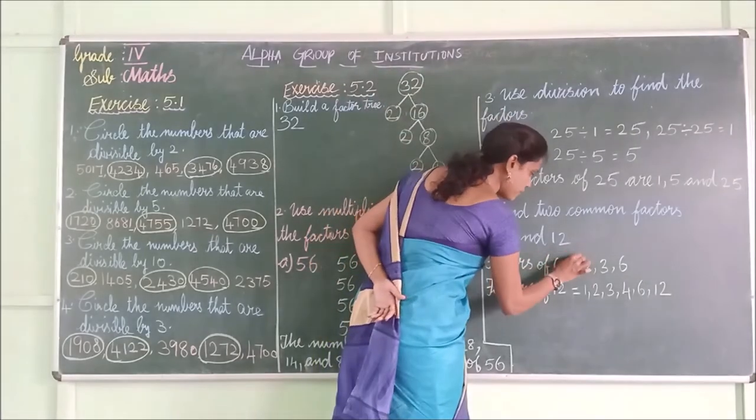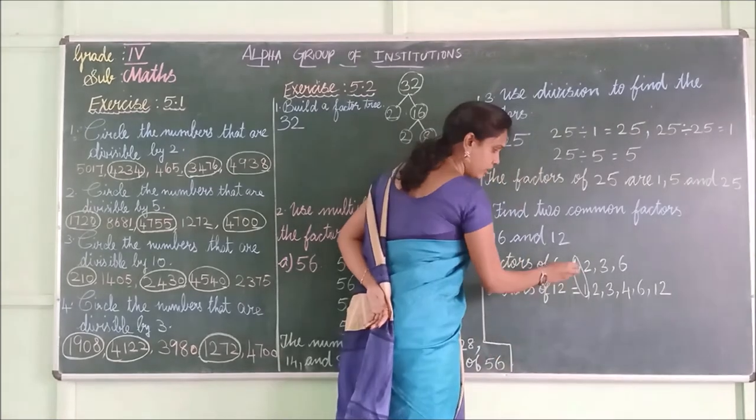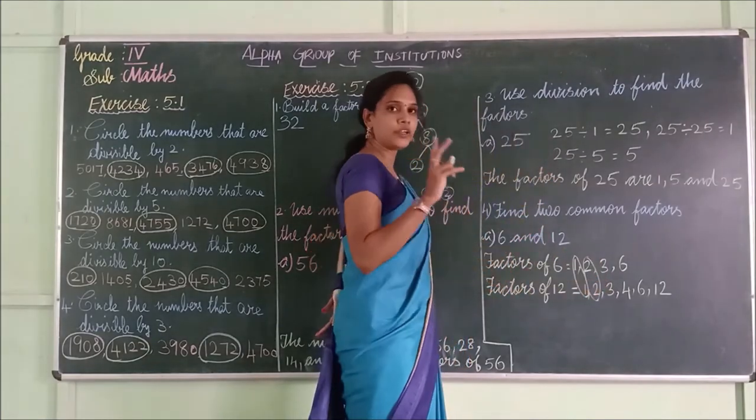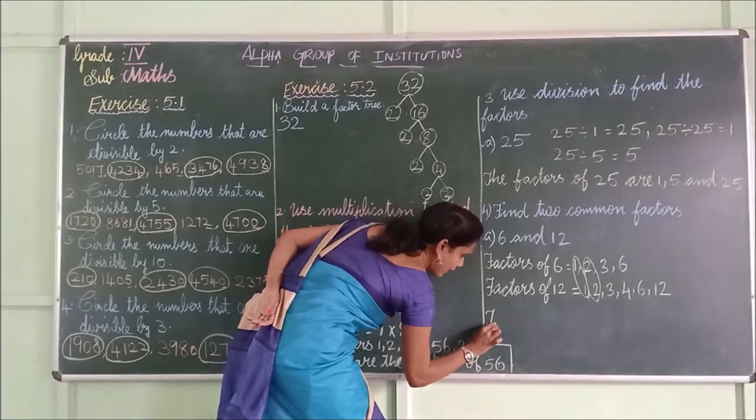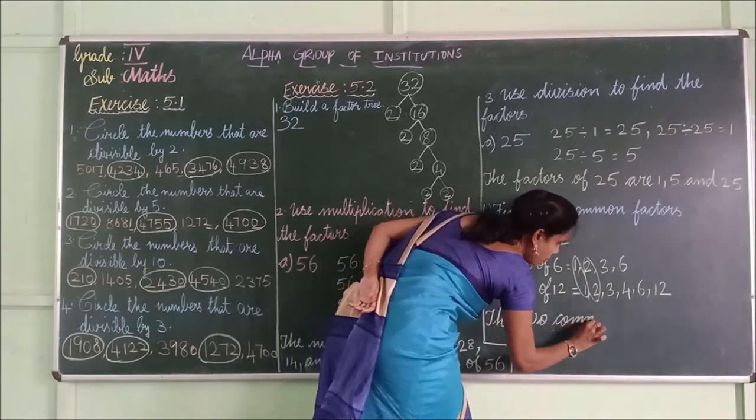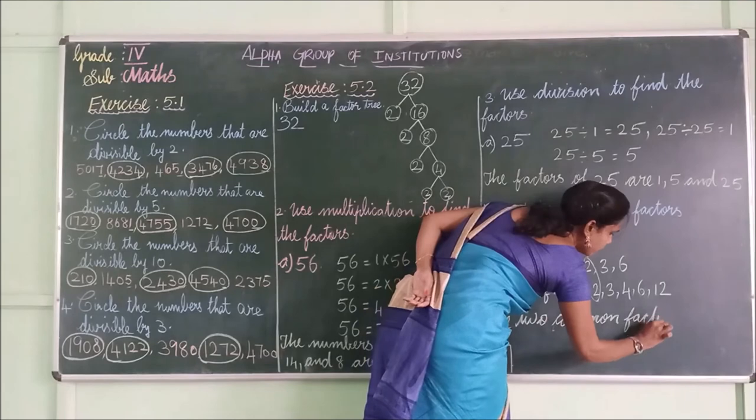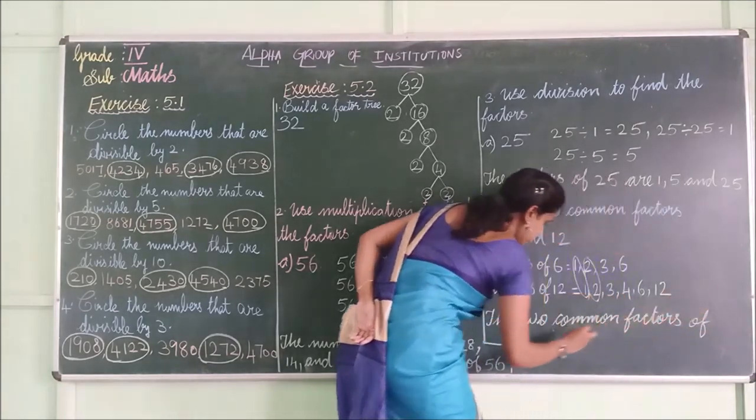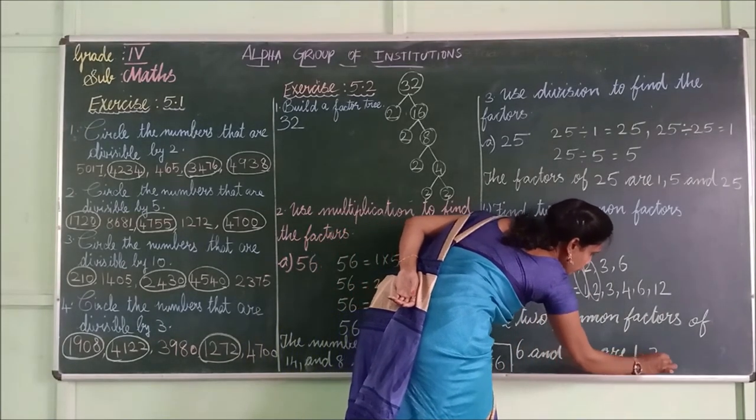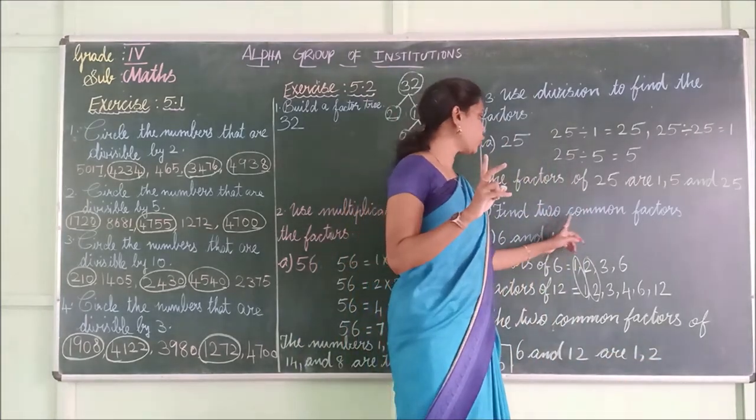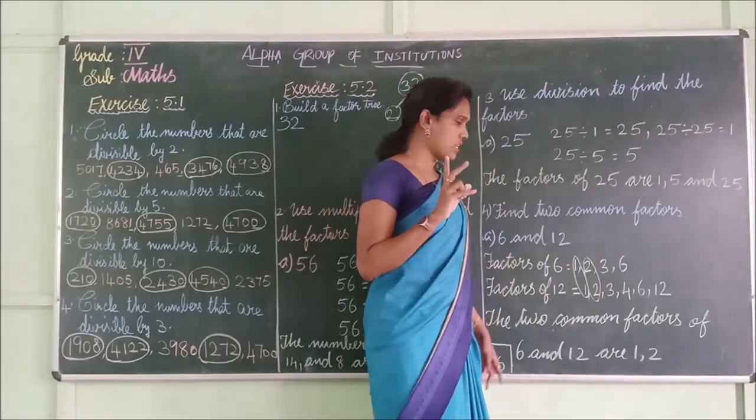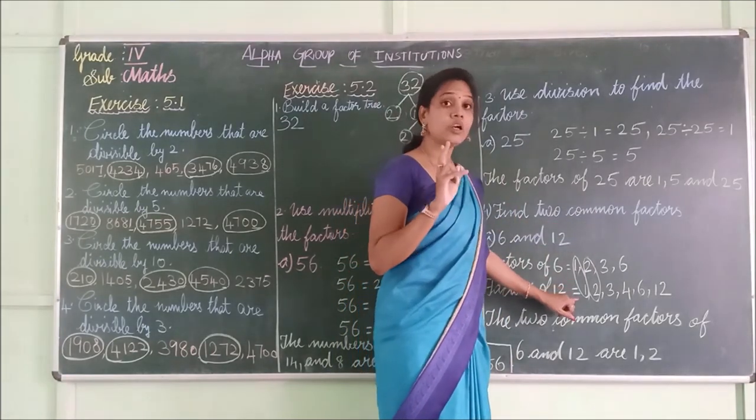See, the first common factor is 1. In both you have 1. Next common factor is 2. They asked to find only two common factors. So the two common factors of 6 and 12 are 1, 2. If they asked for 3, then next you would have to circle this 3. But they asked only two common factors. You have to find only the two common factors.